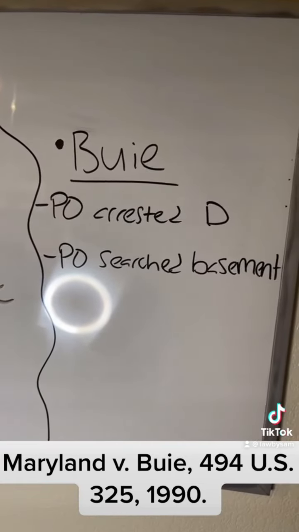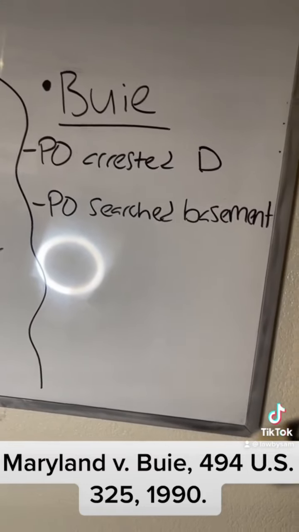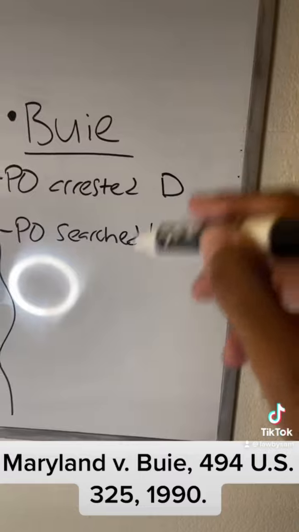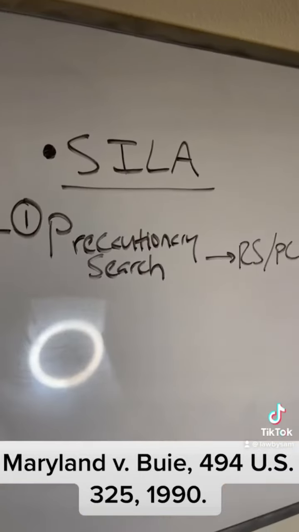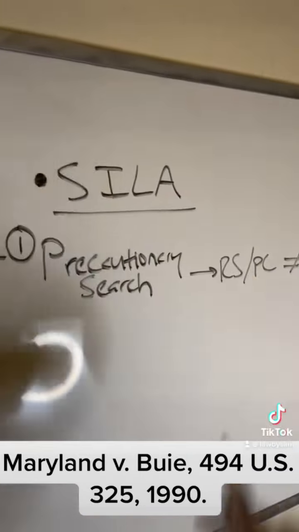In the Supreme Court case called Bui, the police officers lawfully arrested the defendant within his home. A second officer searched the defendant's basement and found incriminating evidence within the basement. So as you can see on the board, we have SILA, which means search incident to a lawful arrest, which means that once the defendant is arrested within his home, the officers can search the defendant's wingspan and the defendant's person.